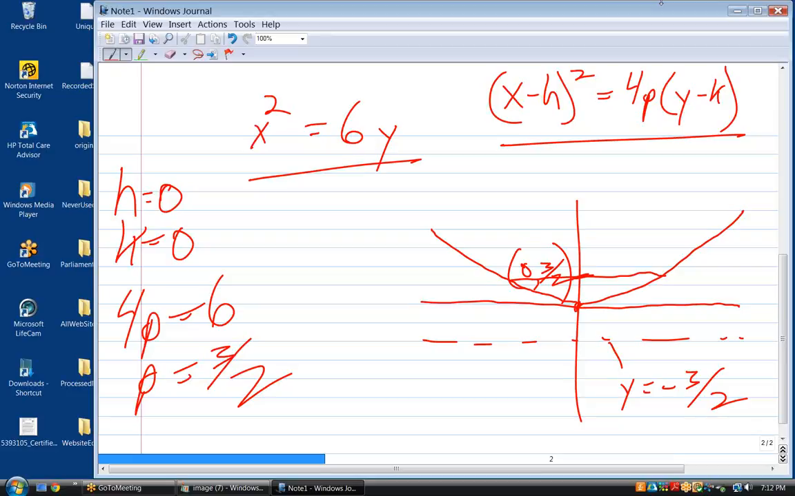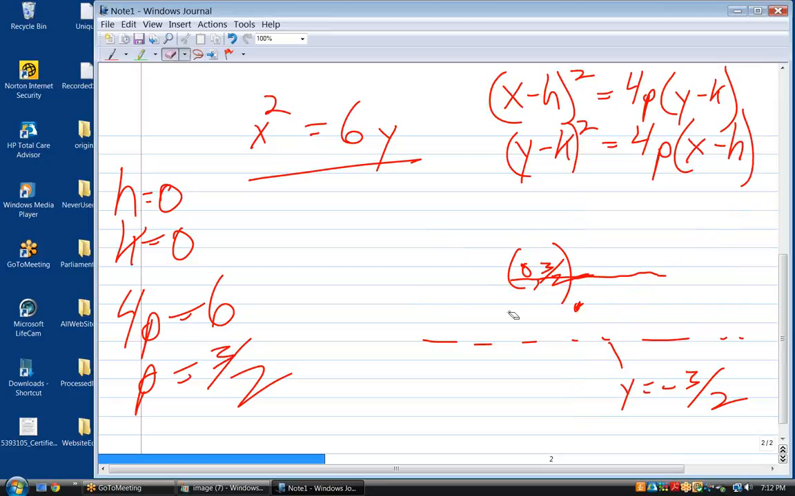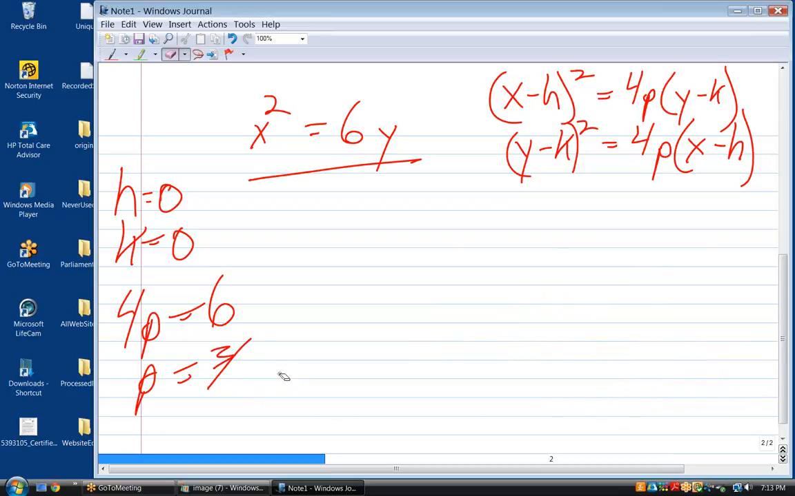Okay, so that's essentially what we're going to do to every equation here. Now, let's list the sideways parabolas, which is going to be y minus k squared equals 4p times x minus h. So if we have a function, the thing to really check for is whether you have x squared or y squared.